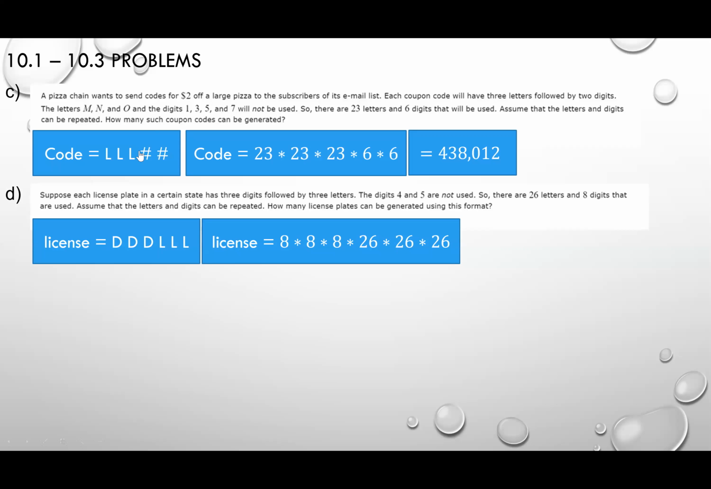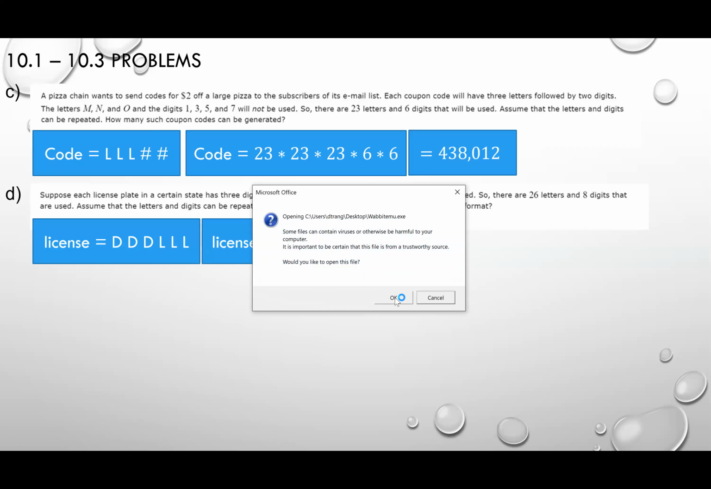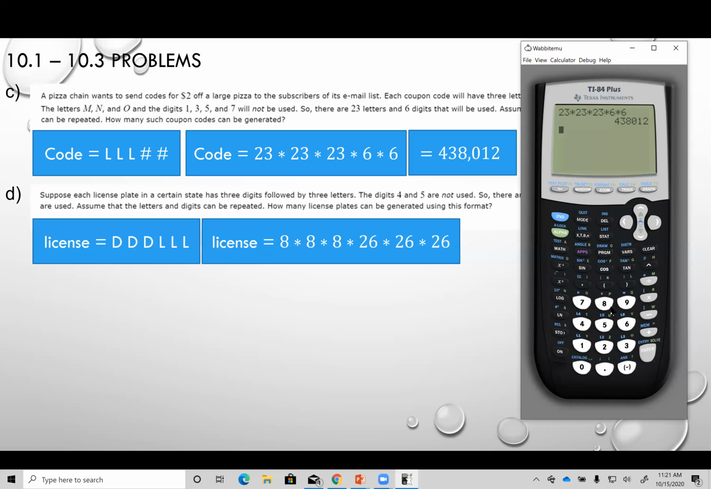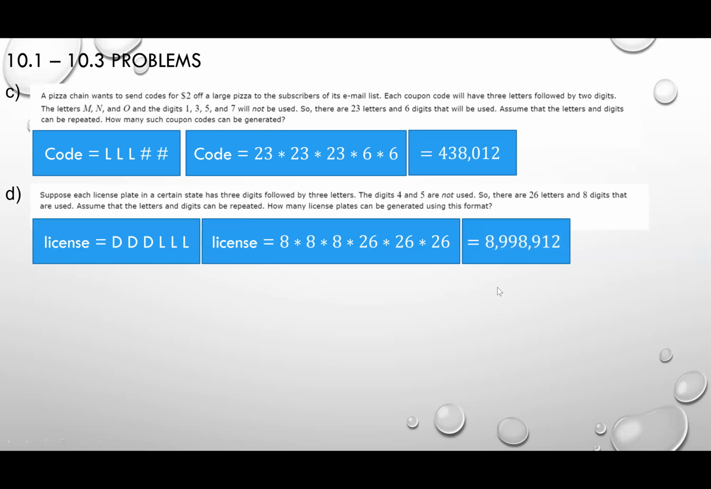And if you type in your calculator, all you type in is, again, your 8 times 8 times 8 times 26 times 26 times 26. And if you type it in correctly, this should be the number of license plates that we can generate based on this criteria, meaning 8,998,912 different license plates.